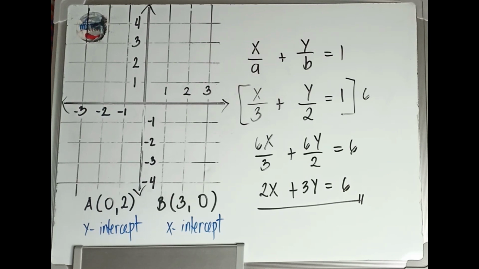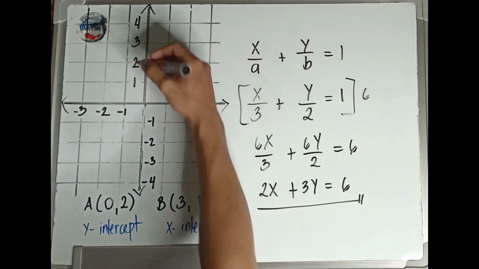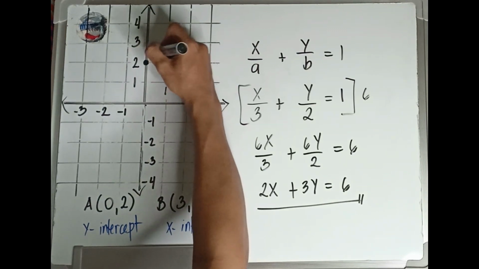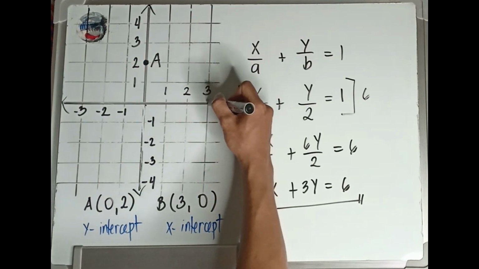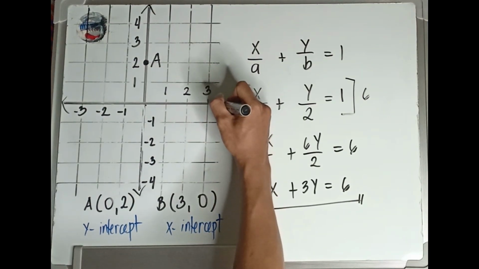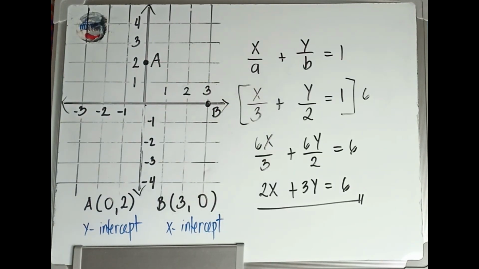Or to graph the equation of the line, you may use the given x and y intercept. So, for point A, x is 0 and y value is 2. So, point A will be located at positive y-axis. For point B, the value of x is 3 and the value of y is 0. So point B will be located at positive x-axis. So that will be the graph of our x and y intercept.